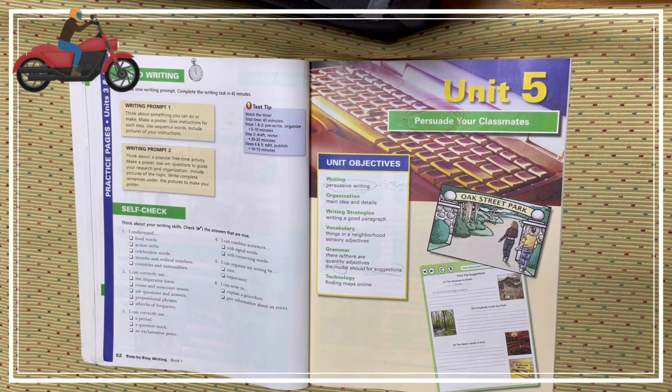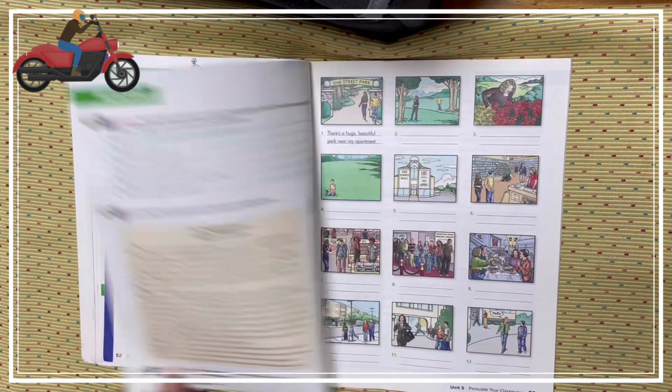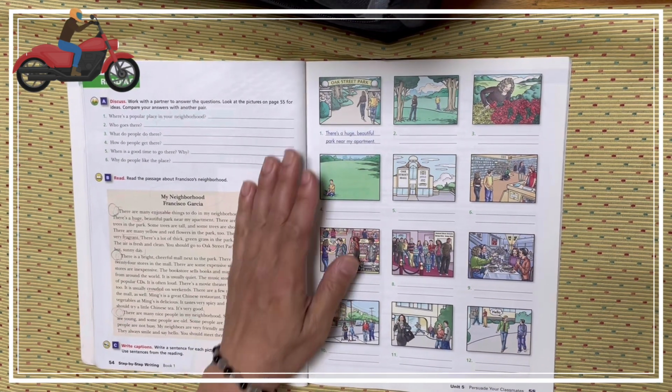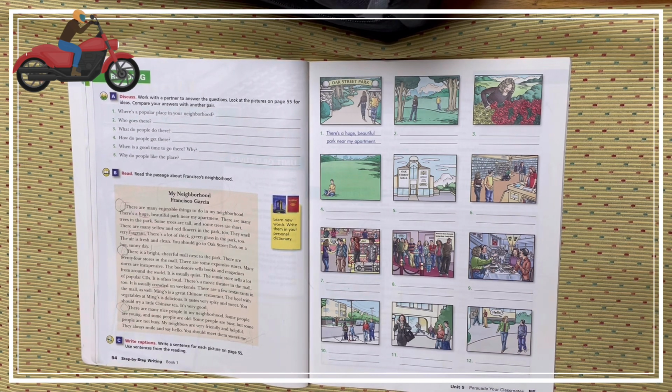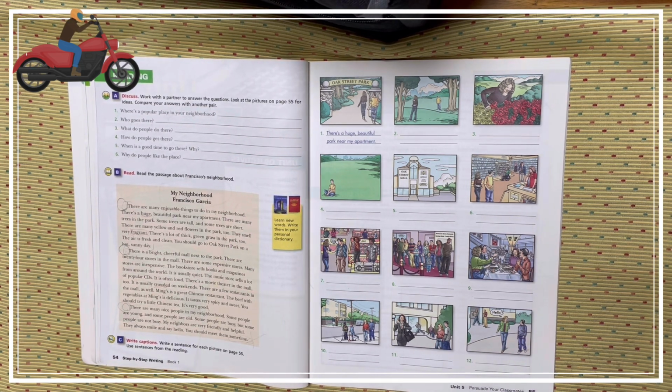Writing strategy. Vocabulary, things in a neighborhood, sensory adjective, 감각적 형용사, grammar, there are, quantity adjectives, the model, shoot for suggestions. Reading, Section A, discuss. Section B, read a passage about Francisco's neighborhood. My neighborhood.